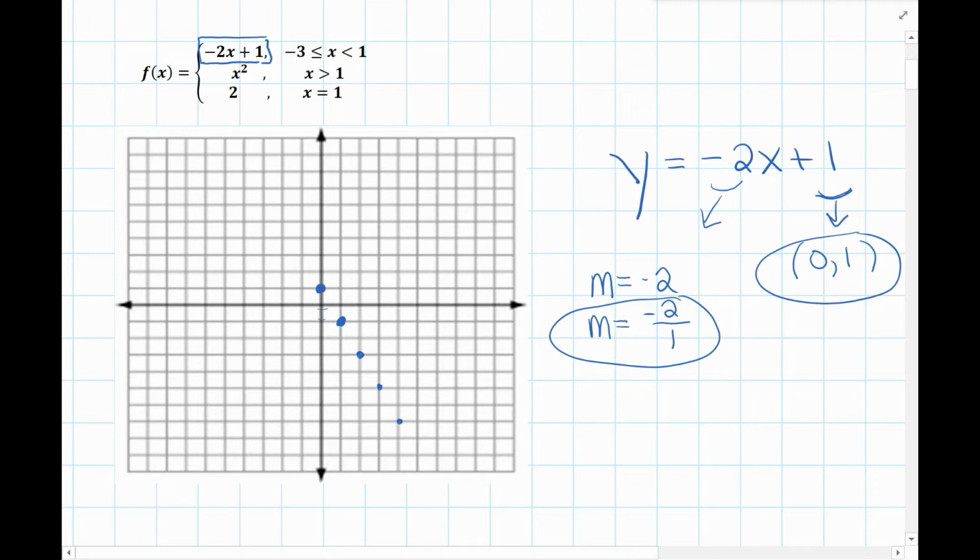And I will fall on the same line. Know that you can go backwards on this. I could go up 2 and back 1 and see I land on the same exact line. Go up 2, back 1. All of these points are on the same line.